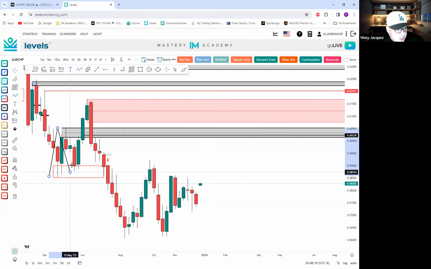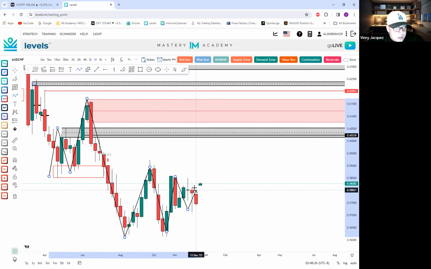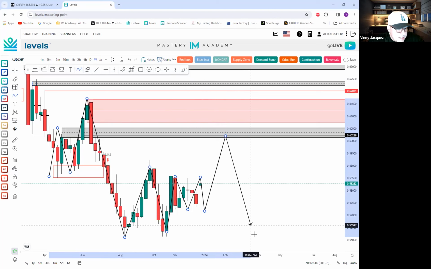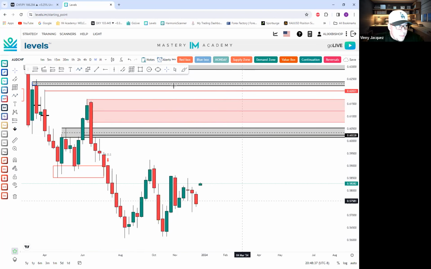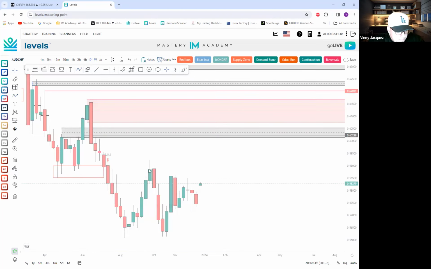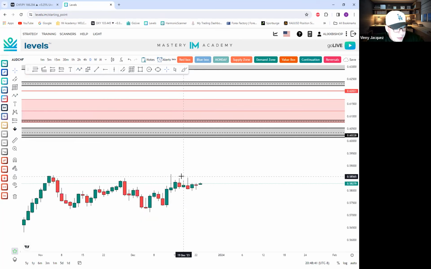Letting me know this is a shoulder, this is a head. We get this change of character. Look at how market's creating liquidity for us. Now, sooner or later, market's going to be bullish on lower time frames to give AUD CHF a nasty sell-off. Let's go back to the daily real quick.